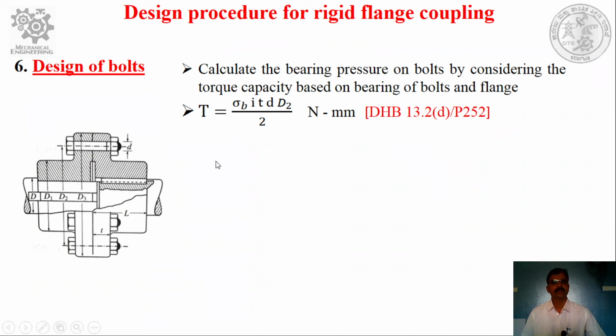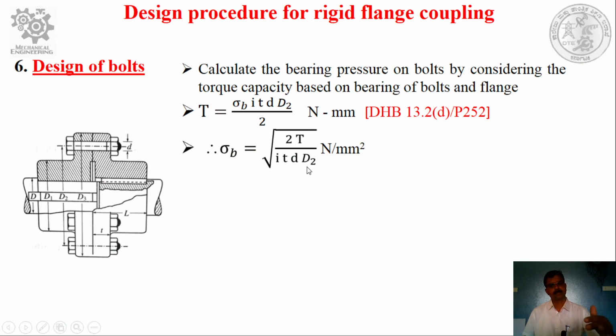But here we are going to check the individual stress in the bolt material, that is the bearing pressure, the bearing or compression stress. From the above equation, we are going to extract the individual bearing pressure or the bearing stress, compression stress. Substituting the values of T, i the number of bolts, t the thickness of the flange, and d the diameter of the bolt, which we already calculated from the previous one, and d2 the pitch circle diameter.